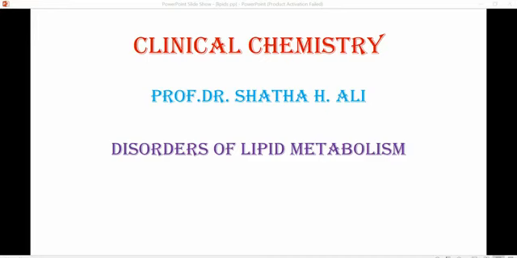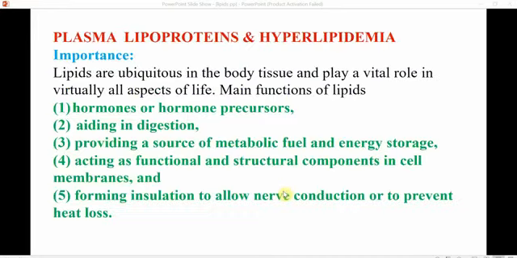Now we will consider lipid metabolism. First of all, we will have a rapid review about the biochemistry of lipoproteins in the human body. Lipids generally are ubiquitous in body tissues and play important and vital roles in different functions of the cell, which can be summarized in the following points.